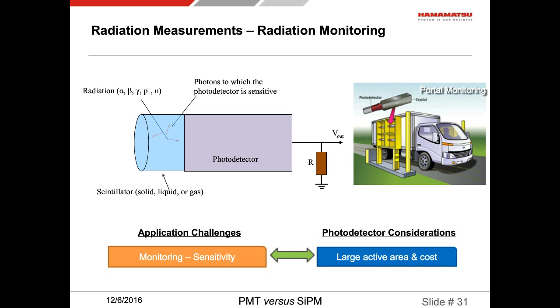Due to security reasons, we'd like to monitor radiation, for example, in trucks, ships, airplanes. And so some challenges are sensitivity. Our detector should be capable of detecting even low doses of radiation. Therefore, a photodetector consideration is a large active area. We'd like to scoop as many photons as possible from this sparse radiation field. And the cost, of course, should be small.